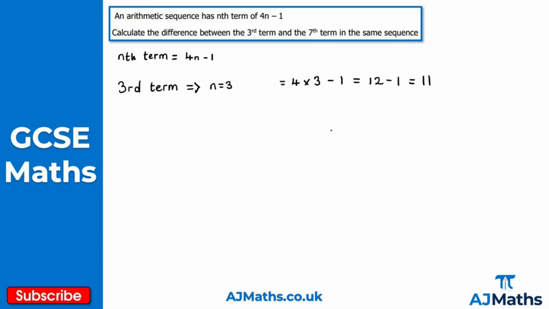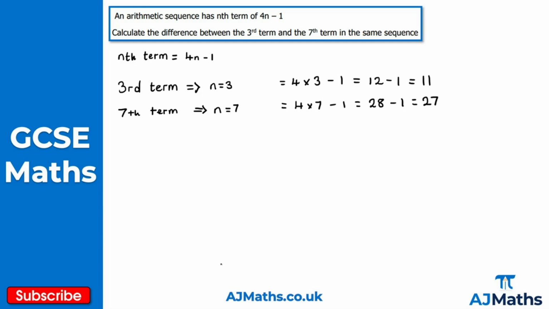Okay. Now for the seventh term, we just repeat this here. This time n will be equal to 7. This is going to be equal to, oh, sorry, I should say 4 times 7. Do it in that order. Doesn't really matter, but just keep it consistent. So 4 times 7 minus 1. So 4 times 7 is 28, minus 1. And we get 27 there.